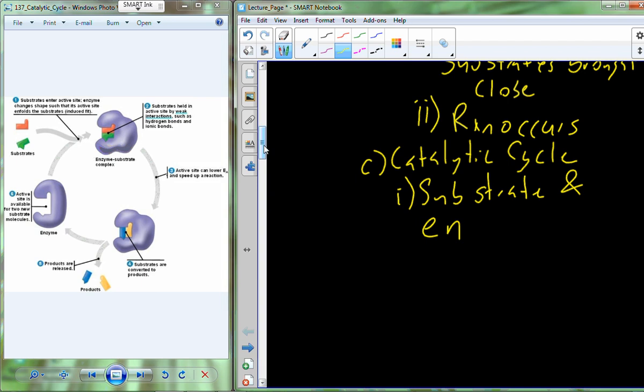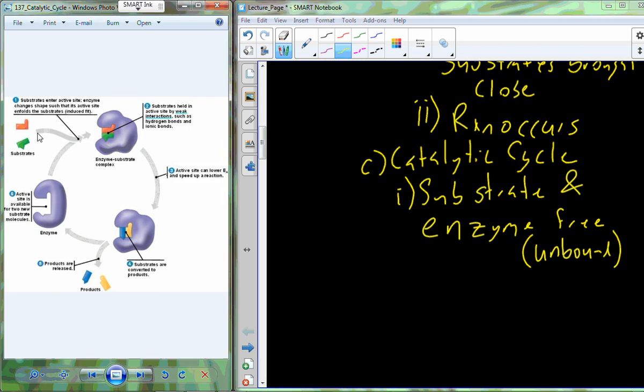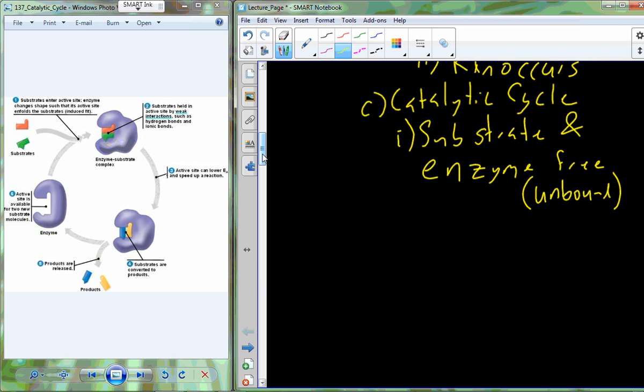The catalytic cycle starts out with the substrate and the enzyme in a free or unbound state. Okay? So you've got the substrate that's free, and then you have that enzyme that's free. By the way, how does this interaction occur to go from the free unbound form of the substrate and the enzyme to form what's coming next, which is going to be our enzyme-substrate complex? How does that actually occur?